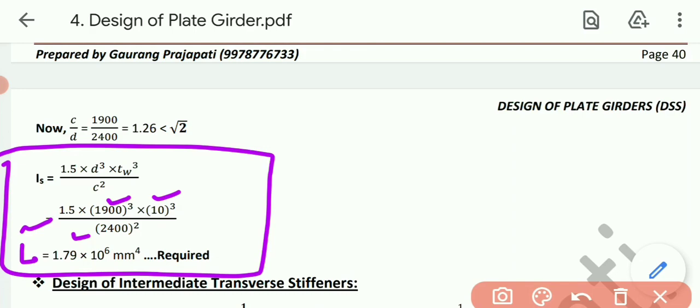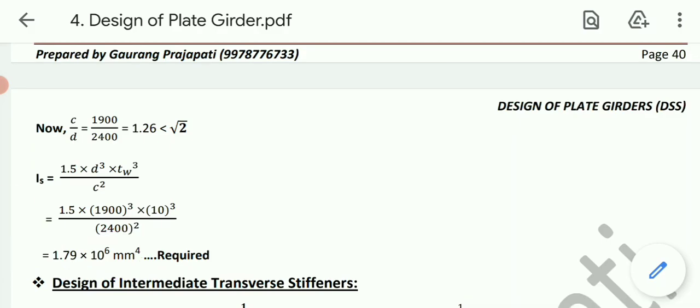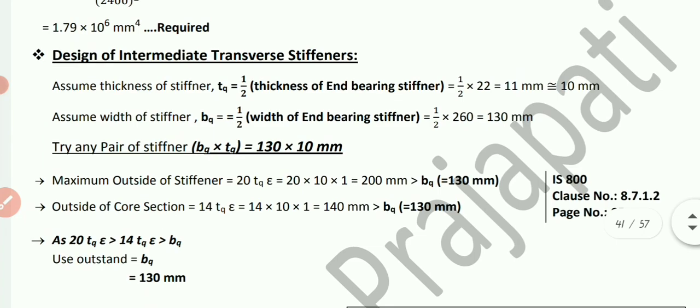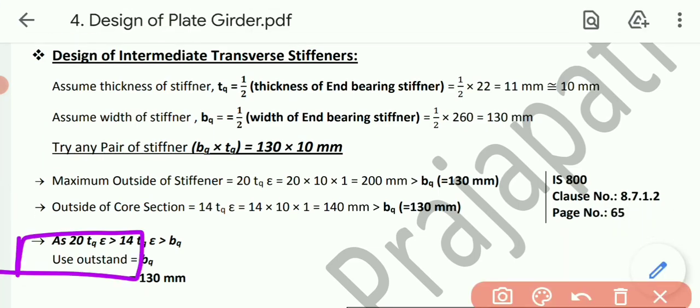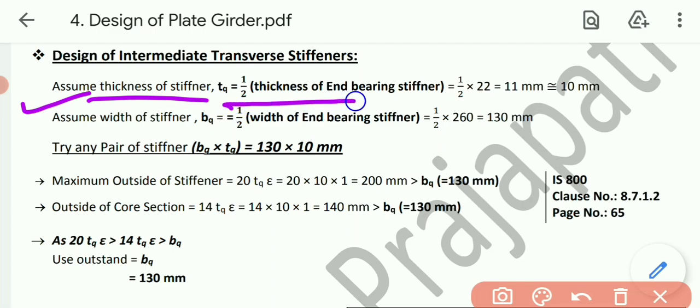So now we need to design ITS in such a way that it carries, or we can say it resists, this much moment of inertia. So let's design the dimension of ITS. Designing the dimension of ITS is quite easy as compared to the end bearing stiffener. What we need to do? So design of ITS. First, assume the thickness of the stiffener, just take half of the thickness of the end bearing stiffener. We have taken the thickness of end bearing stiffener as 22, so half of 22 is 11. So let's take a round figure value of 10 mm.